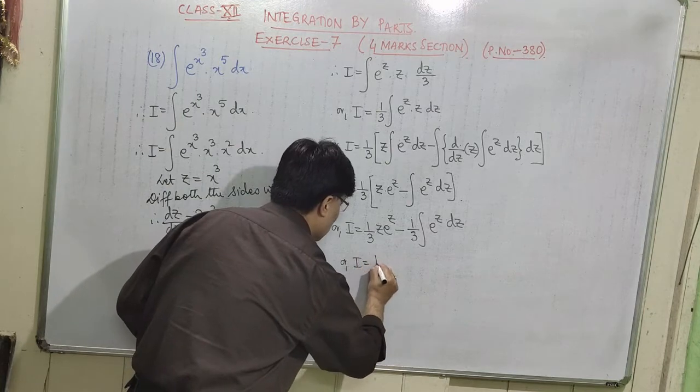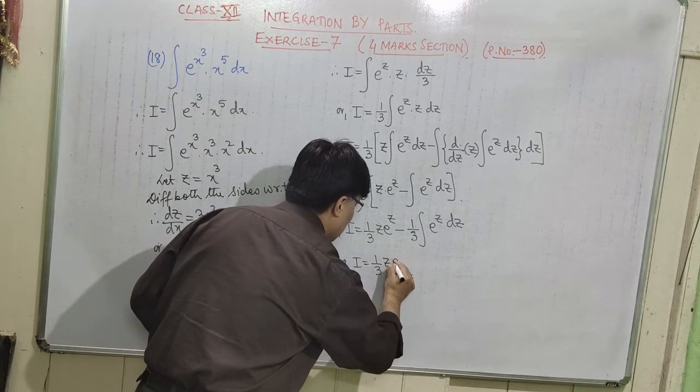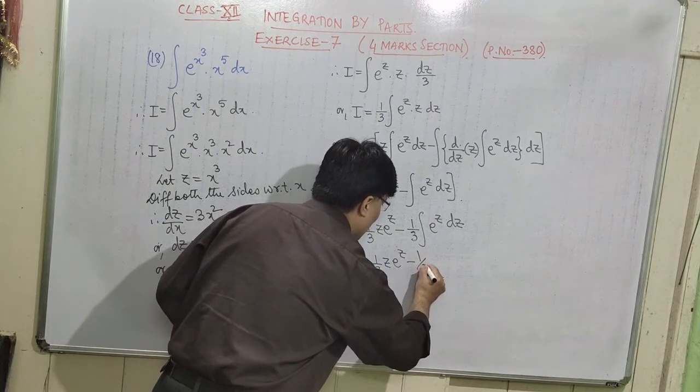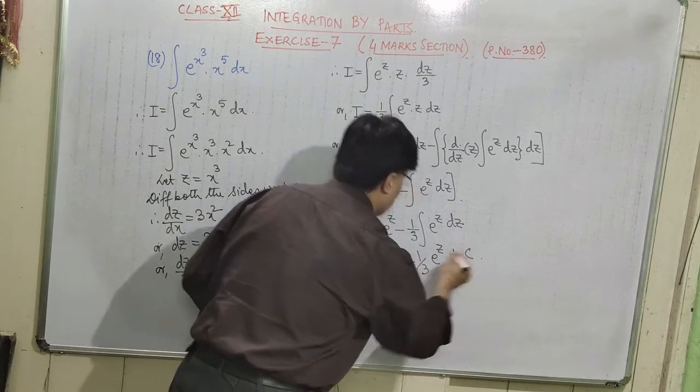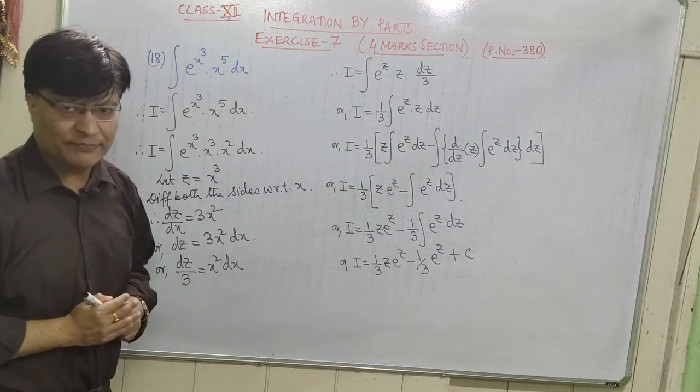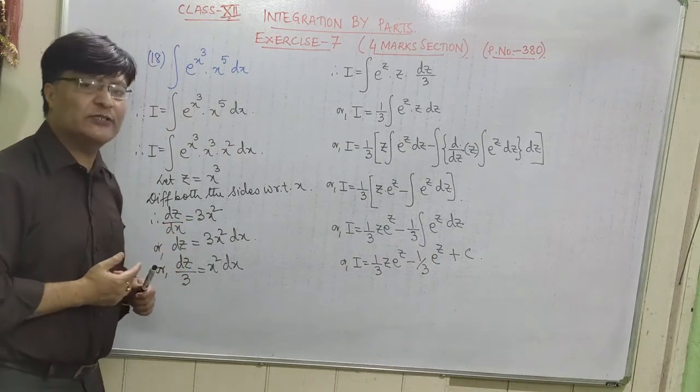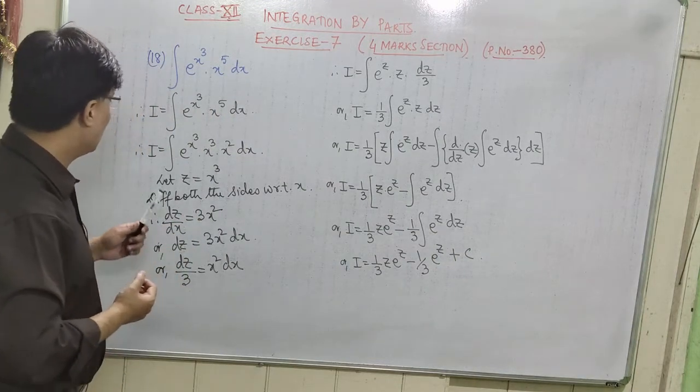Or I is equal to 1/3 z e to the power z minus 1/3. What is integration of e to the power z? e to the power z plus c. Now you can put the value for z. So now what is the value for z?